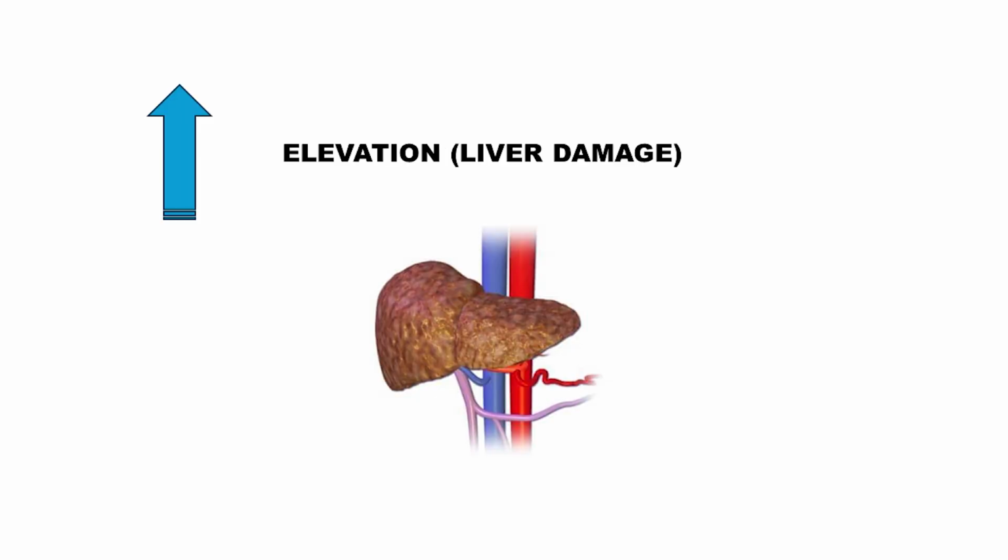ALT is a crucial biomarker for hepatocellular injury. When liver cells are damaged or destroyed, for example by viruses, toxins, or ischemia, ALT is released into the bloodstream.